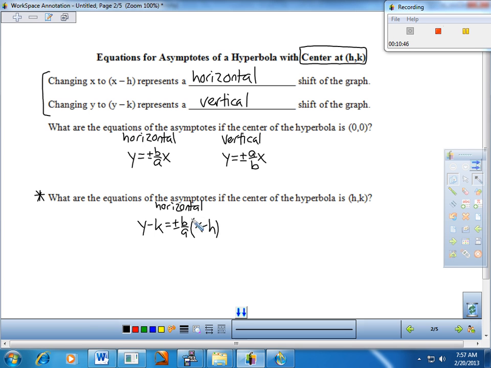Okay, and then let's do the vertical. Very, very similar in nature. So vertical, again, instead of y, it's y minus k. Vertical is just switching the slope. Rise over run would be a over b. And again, instead of times x like it was up here, we just replace x with x minus h.